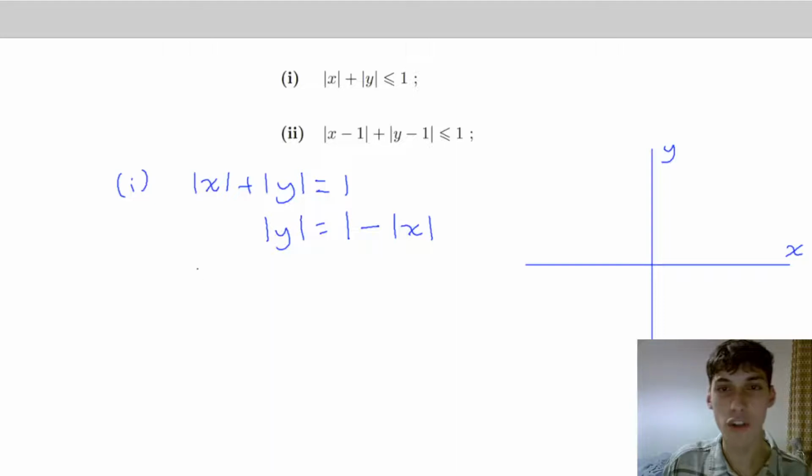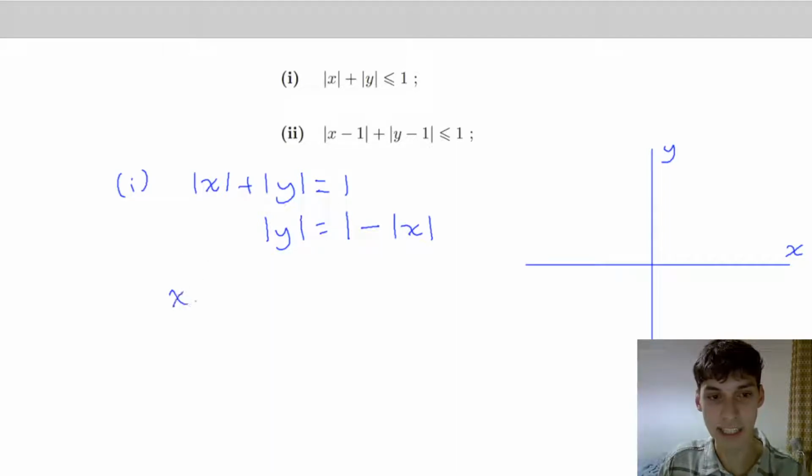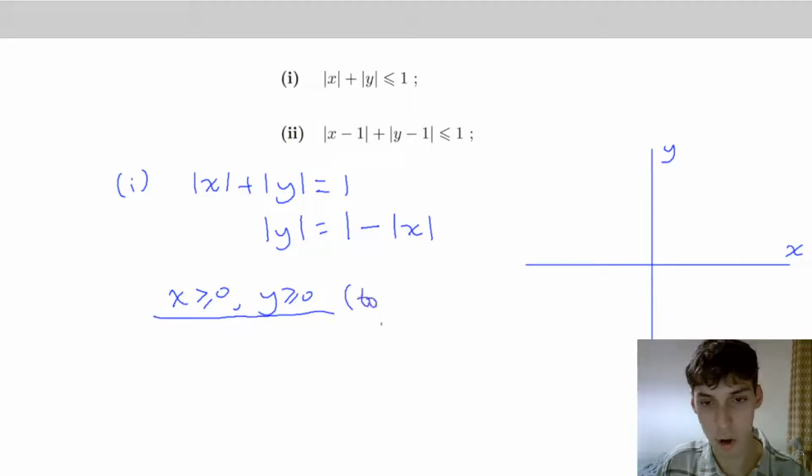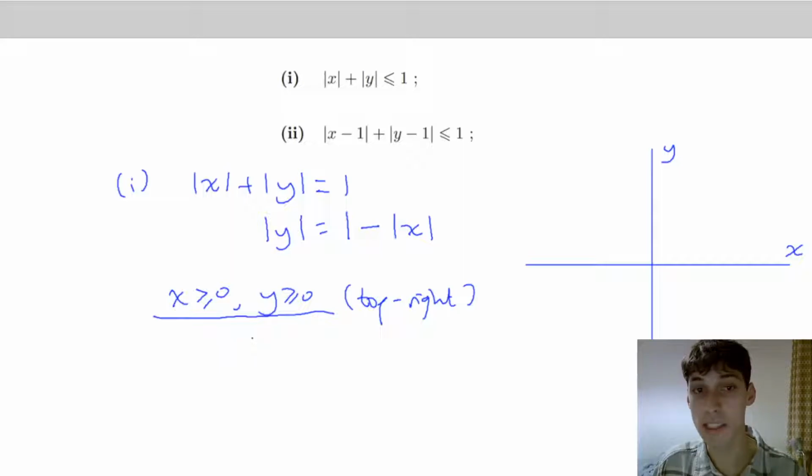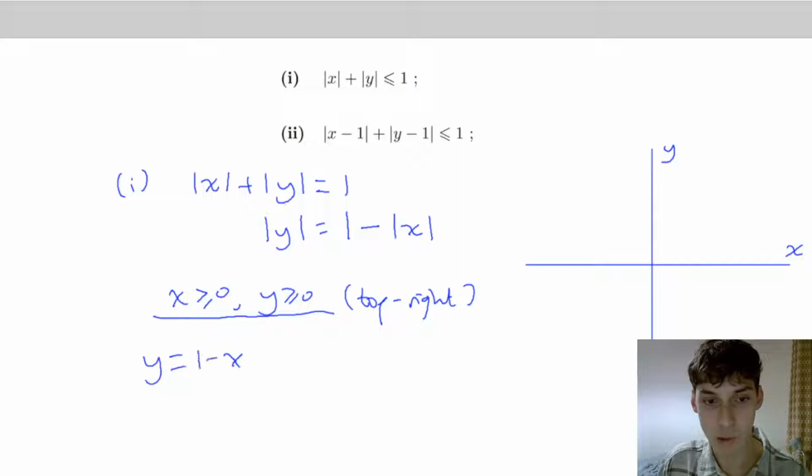Let's first consider the top right quadrant, so that's going to be x is greater than or equal to 0, y is greater than or equal to 0. And here the modulus of x, where x is positive, is just x. The modulus of y, where y is positive, is just y. So y is equal to 1 minus x. And using y equals mx plus c, we have a gradient of minus 1, y-intercept is 1. So we should just be able to draw this on the graph if I get a line tool.